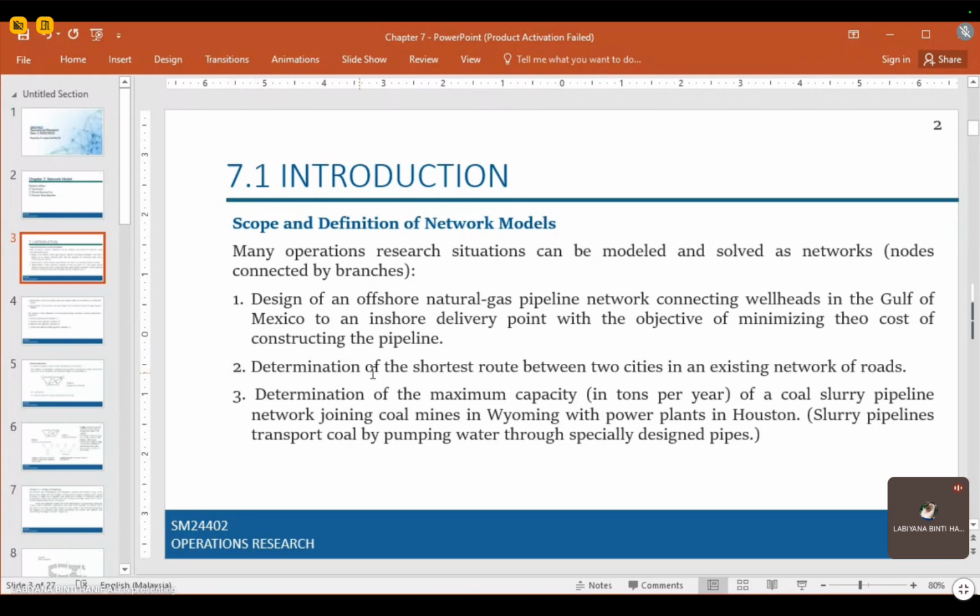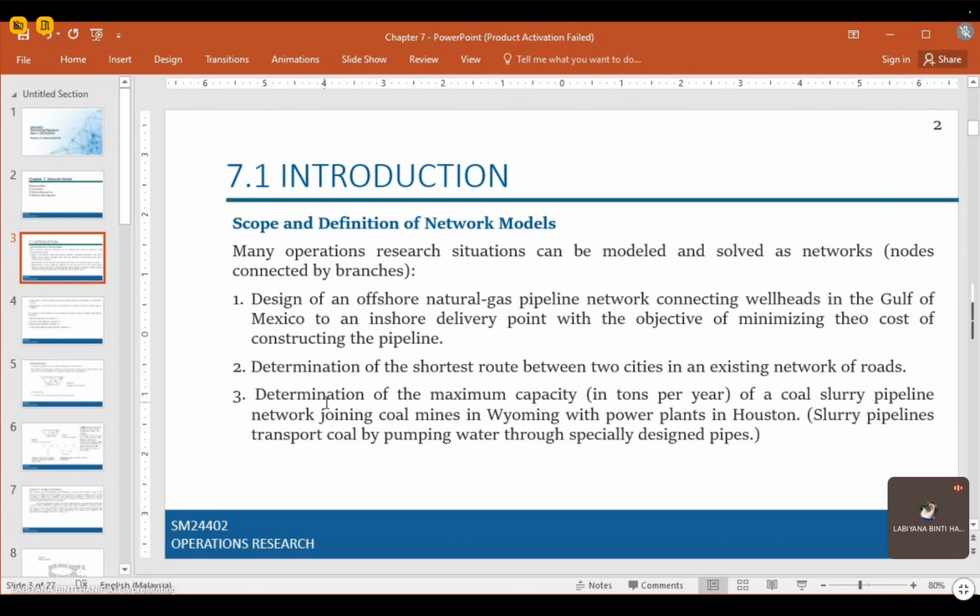They want to determine the shortest route between two cities in an existing network of roads. So in between two cities, okay, they have many roads. So they try to find the shortest road connecting these two cities.